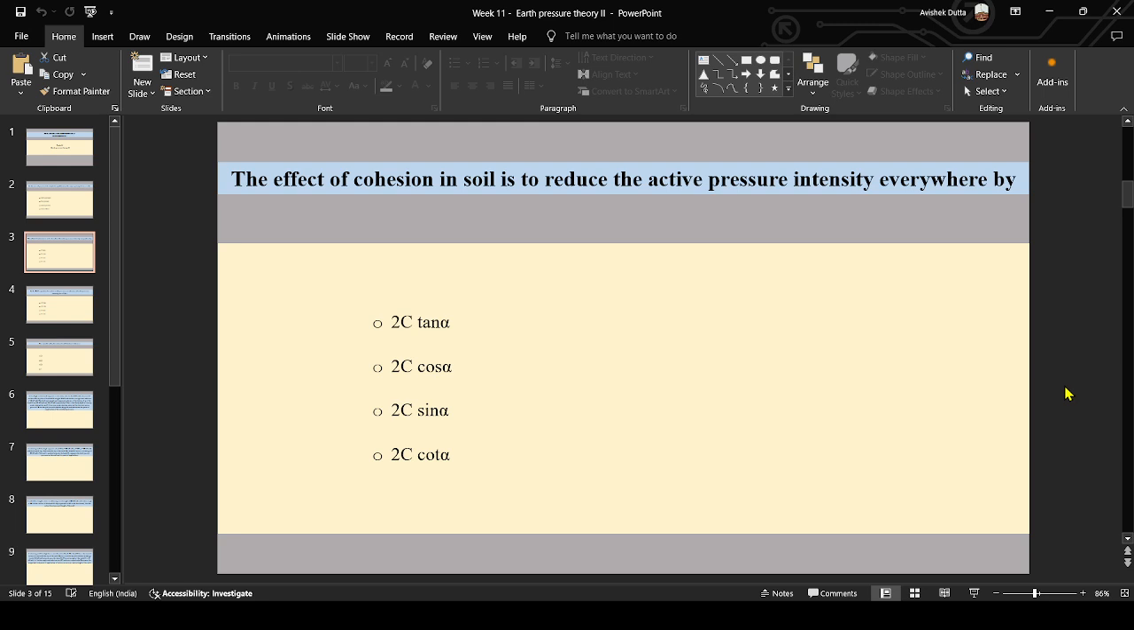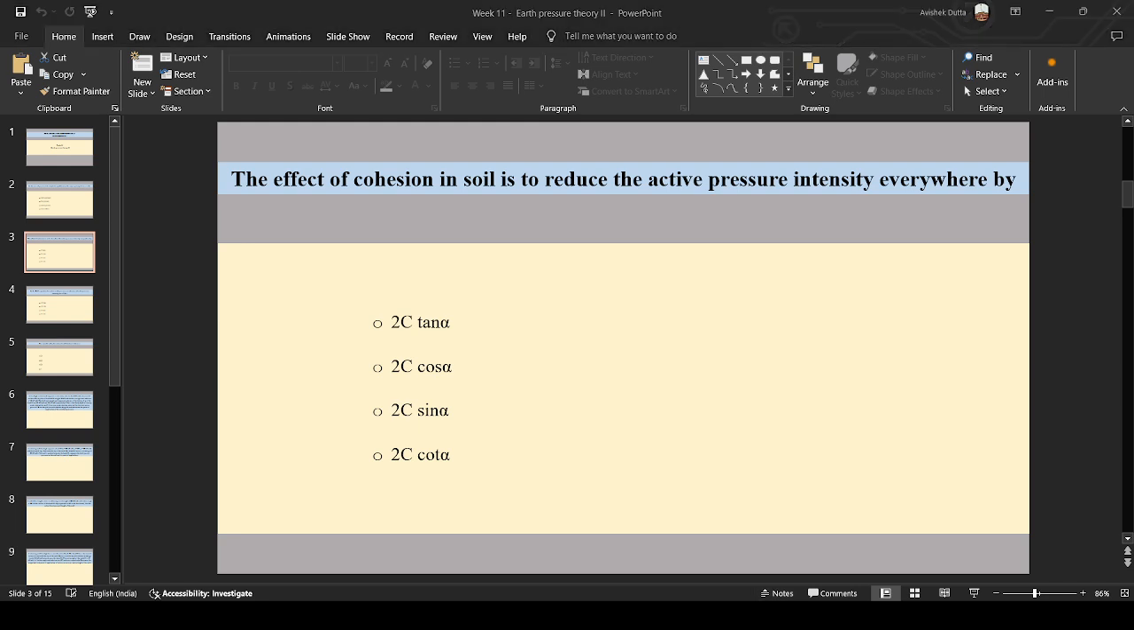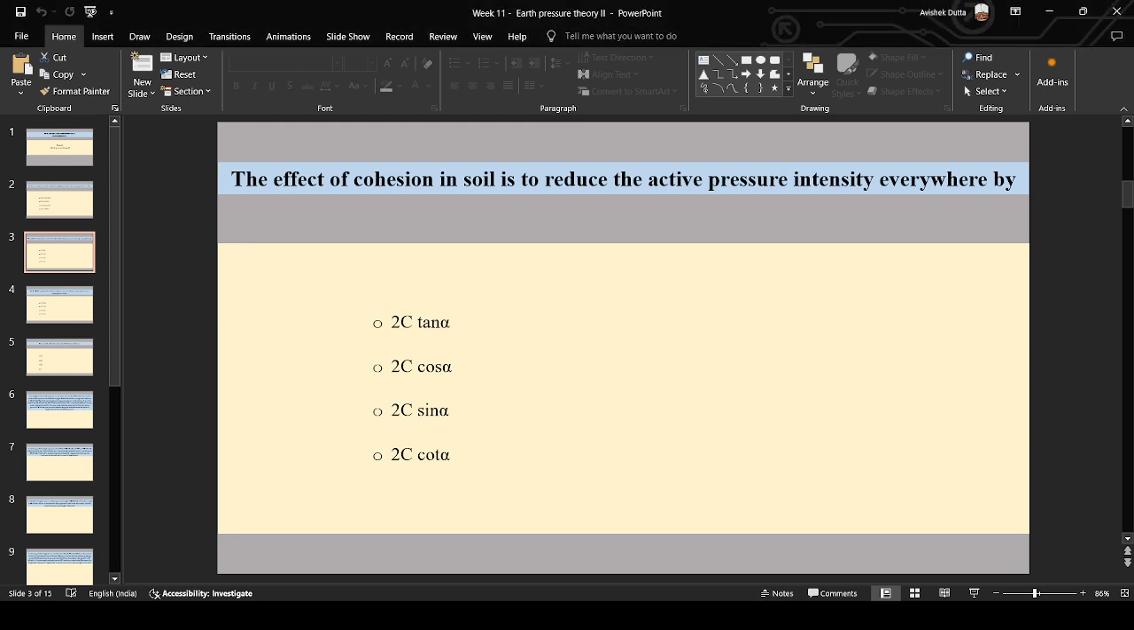I'll repeat the question. The effect of cohesion in soil is to reduce the active pressure intensity everywhere by. The options are 2C tan alpha, 2C cos alpha, 2C sin alpha, or 2C cot alpha. I hope the question was clear. How does cohesion reduce the active pressure intensity in soil? By what amount? That has been asked. Okay, next question.